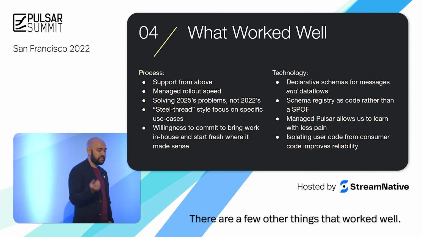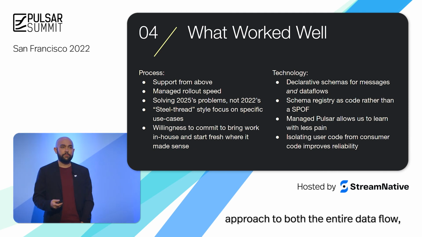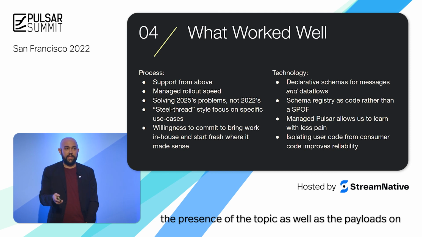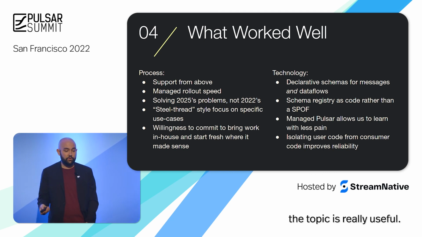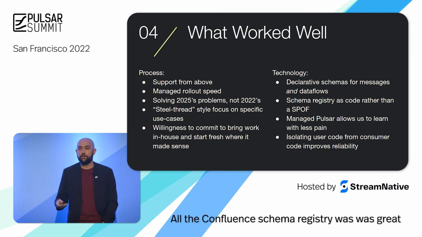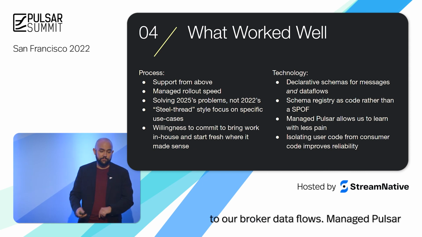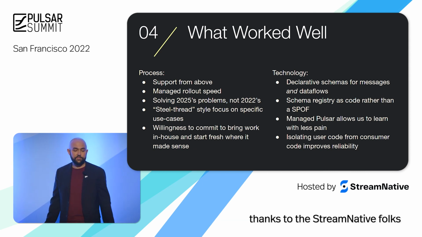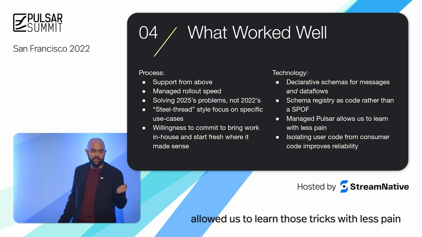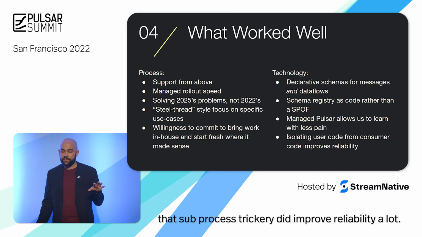Technology-wise, there are a few other things that worked well. Most of them I've covered already. That declarative schema approach to both the entire data flow, the presence of the topic, as well as the payloads on the topic was really useful. Versioning that registry as code rather than as a single point of failure network service a la the Confluent schema registry was great because it tied our release engineering to our broker data flows. Managed Pulsar, thanks to the Stream Native folks, allowed us to learn those tricks with less pain. And isolating user code from consumer code via that sub-process trickery did improve reliability a lot.